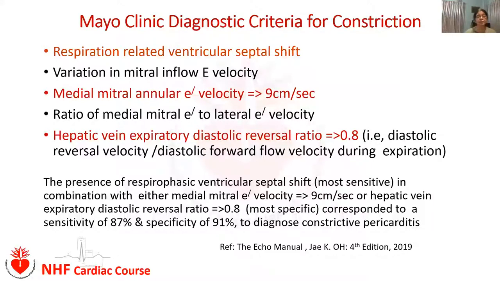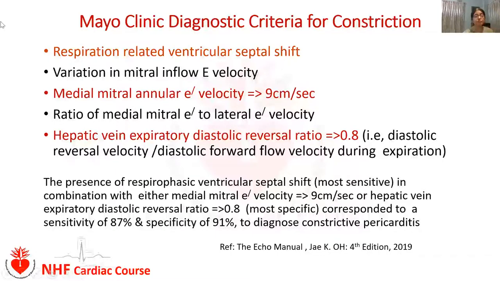These five parameters are respiration-related ventricular septal shift, variation in mitral inflow E velocity, medial mitral annular E prime velocity equal to or more than 9 cm per second, ratio of medial mitral E prime to lateral E prime velocity, and hepatic vein expiratory diastolic reversal ratio, that is the diastolic reversal velocity divided by diastolic forward velocity during expiration. If it is more than 0.8, it is considered a pathognomonic sign of constrictive pericarditis.